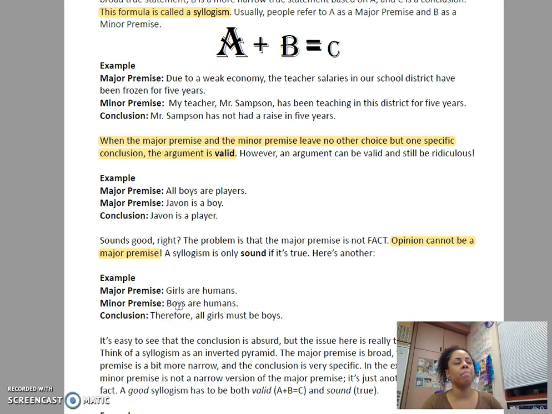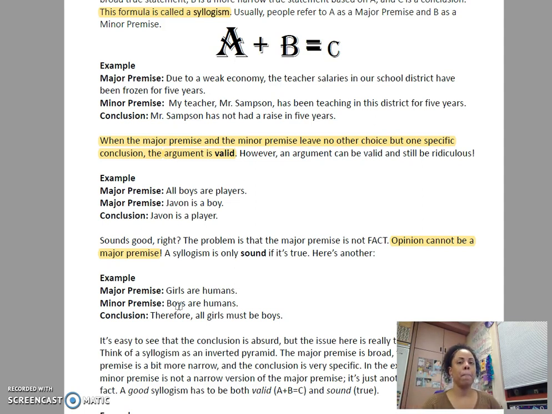Opinion cannot be a major premise. And this is where a lot of people, like that girl I was talking about who said, "I'm going to be a good lawyer because I know how to argue," go wrong. No. Generally what happens is people will form an opinion and then scream that opinion over and over and over again, thinking that they are arguing or making their point.